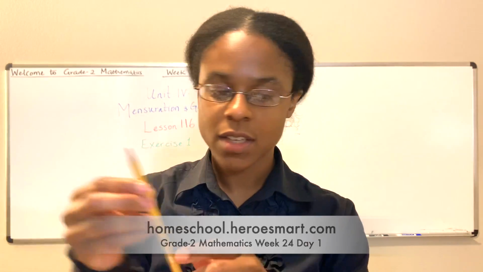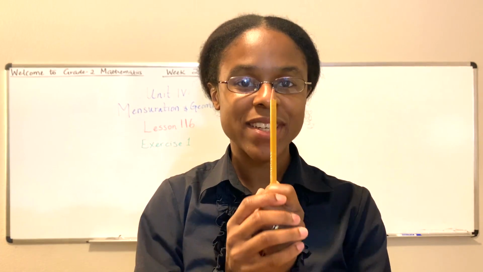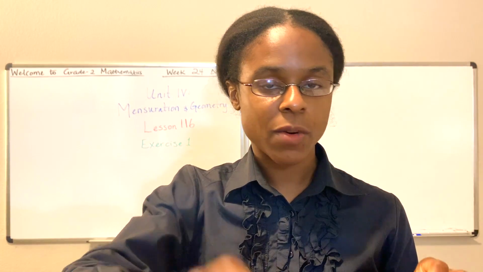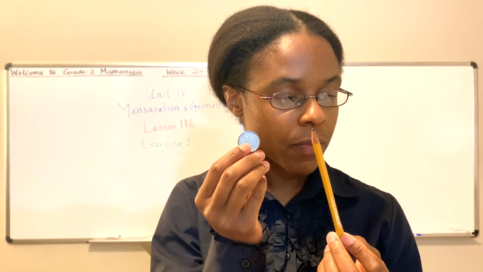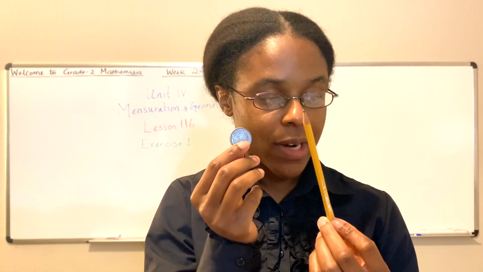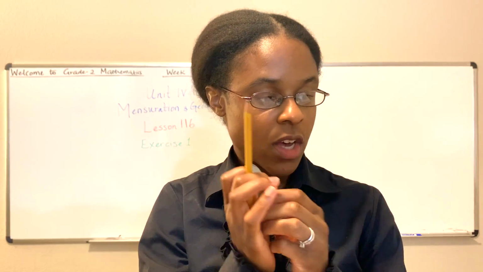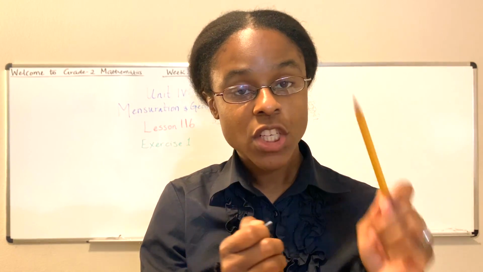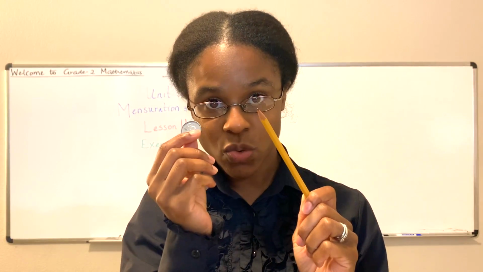My pencil costs 41 cents. 41 cents for this pencil. And you know what? I have a quarter in my hand. What other three coins could I use to make this 41 cents price? So it costs 41 cents, but I only have 25 cents in my hand.